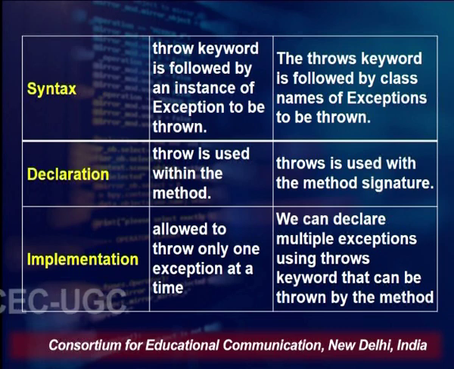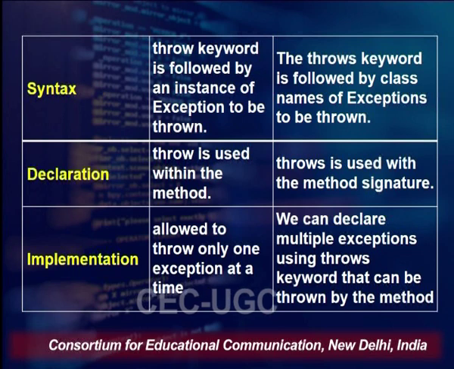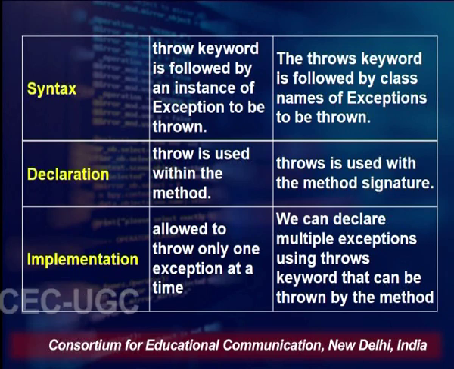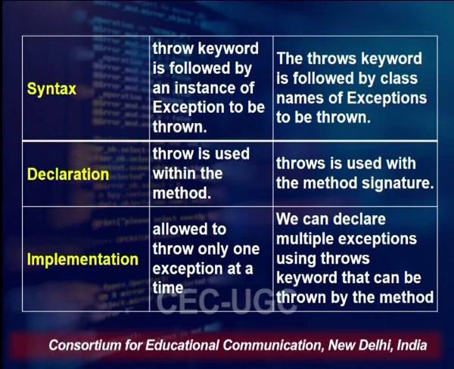Throw is used within the method, while throws is not used within the method. It is used with the signature of the method, which we can notice in our previous programs also. Looking into the implementation, the throw keyword is allowed to throw only one exception at a time. But with the throws keyword, we are declaring exceptions, so we can declare multiple exceptions using the throws keyword.